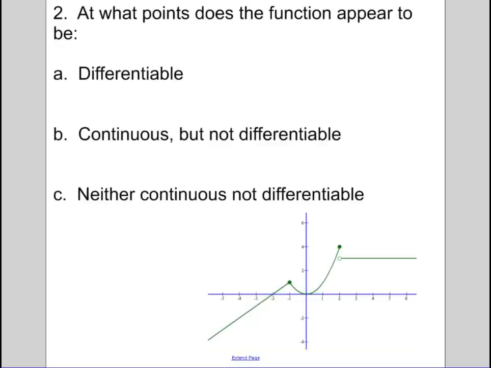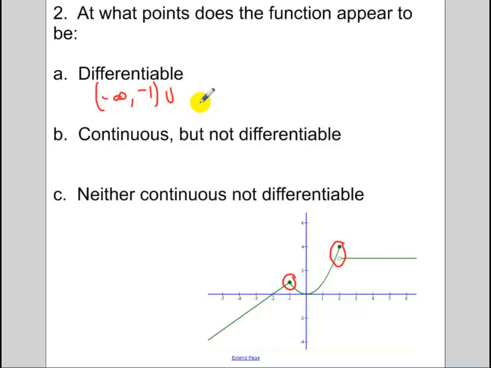Okay, next one. At what points does the function appear to be differentiable? So where can I take the derivative? Looking at this graph down here, it looks like our key points are going to be at -1 and at 2. Does it look like I can take the derivative at -1? Well, all of these slopes of the tangent lines would be positive for numbers less than -1. For numbers greater than -1, they're all something negative. So I'm not differentiable at -1.